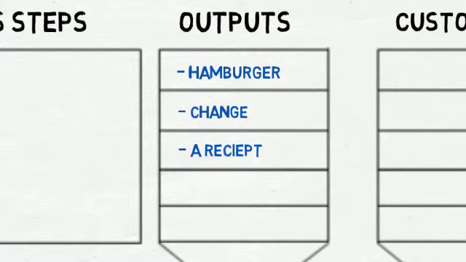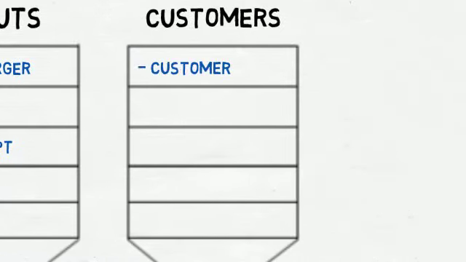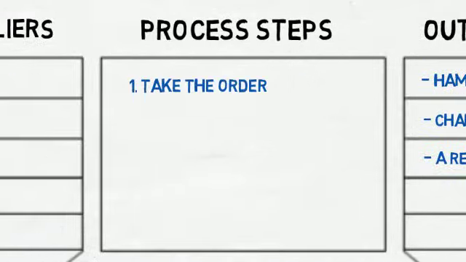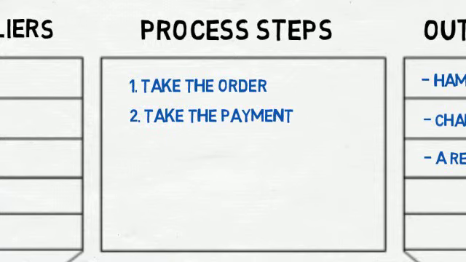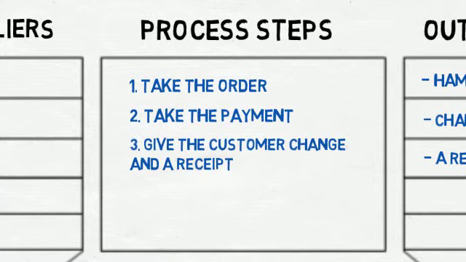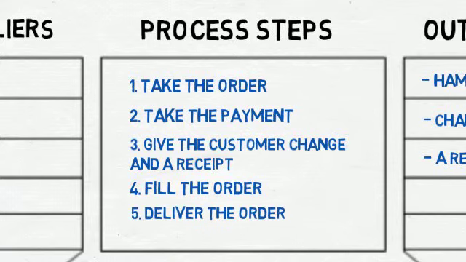Next, determine the customer or customers involved in the process. In this situation, we say the customer is the person or groups receiving the outputs of the process. With this information, list the major steps of the process. Take the order. Take the payment. Give the customer change and a receipt. Fill the order. And finally, deliver the order.